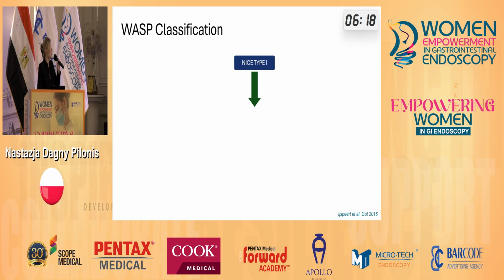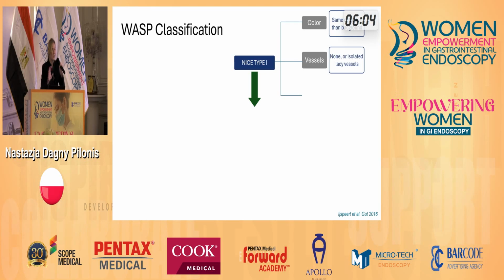So we heard in a previous talk about the NICE classification. Serrated lesions belong to NICE type 1. As a reminder, their color is the same as or brighter than the background. They have no visible vessels, or the vessels are just isolated on their surface, and the surface itself lacks any characteristic pattern, or we can see those characteristic dark spots that I mentioned.